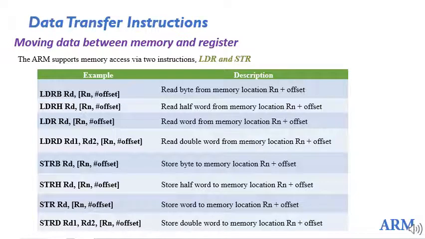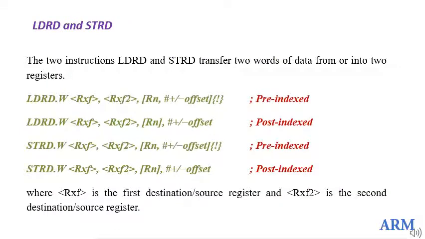So in this video, we look into a few examples of LDRD. It is something special here, in that it allows data transfer of a double word from memory to two 32-bit registers. The syntax of LDRD and STRD are given as below.